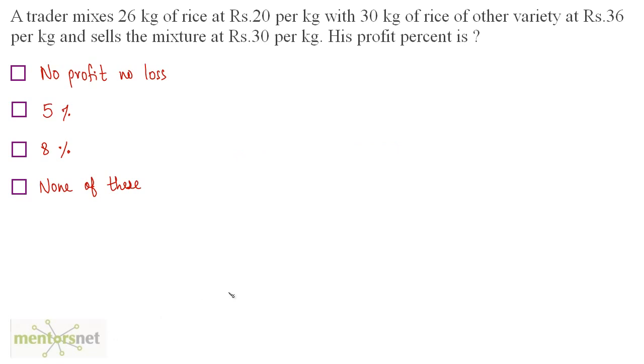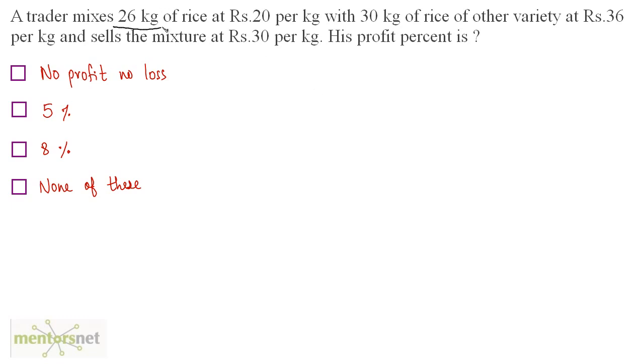A trader mixes 26 kgs of rice at rupees 20 per kg with 30 kgs of rice of other variety, which is at 36 rupees per kg, and sells this mixture at rupees 30 per kg. What is his profit percentage?